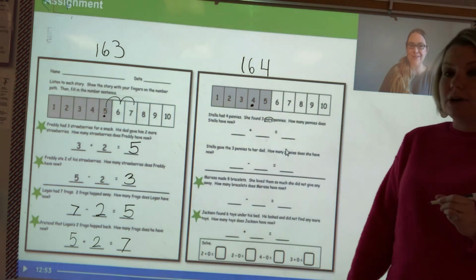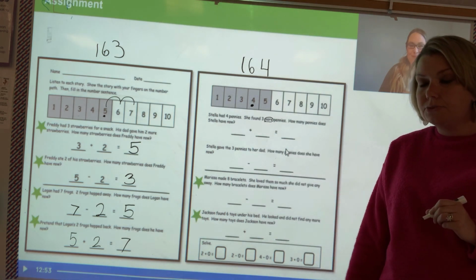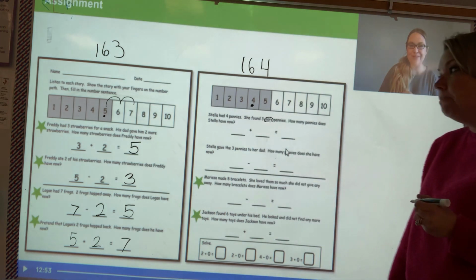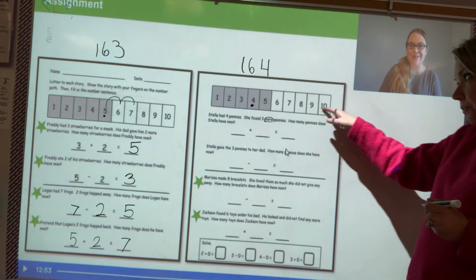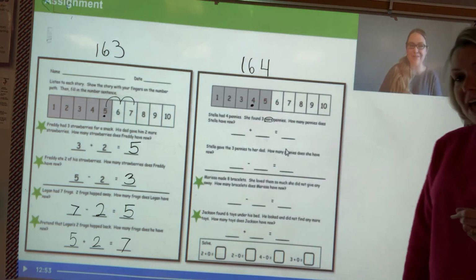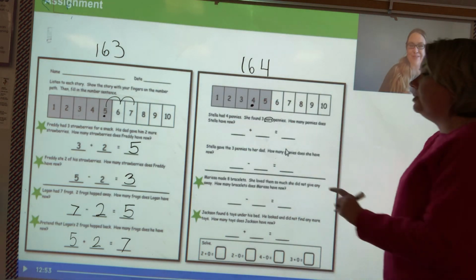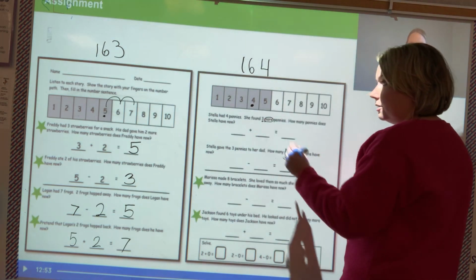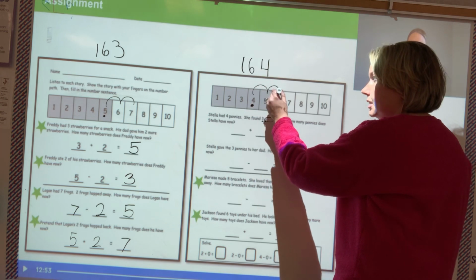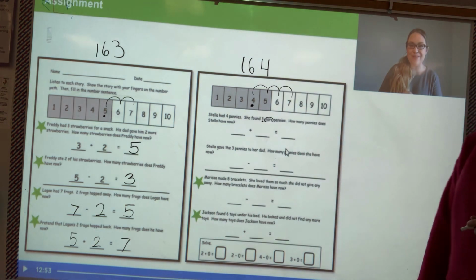Think about more. Is she getting more or is she giving some away? 3 more. Getting more. So we're adding. If we add, do we move forward or backward down the number path? Not backwards, we move forward down the number path. So she found 3 more. Let's hop forward 3 spaces, and we land on number 7.